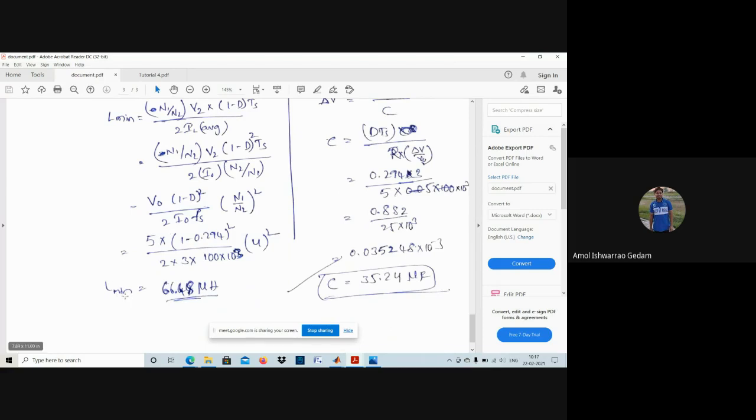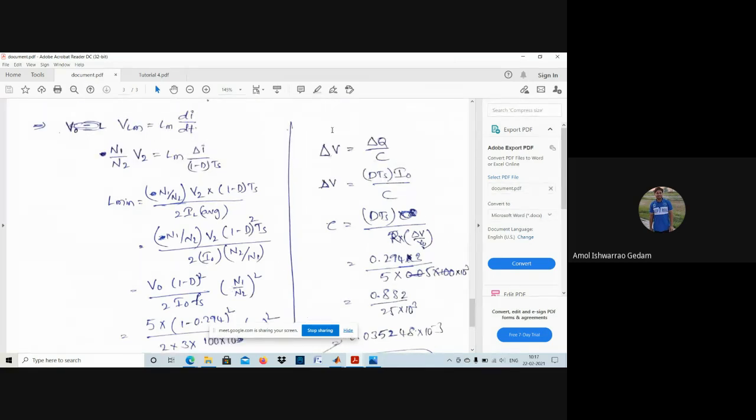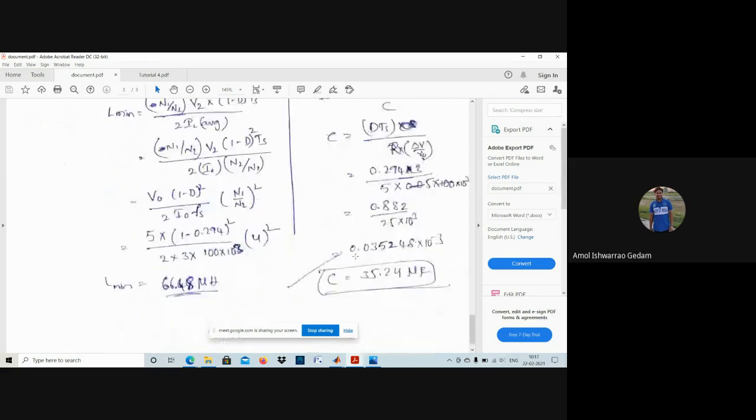So this value will come, L minimum is equal to 66.48 microhenry. Similarly, we can calculate the capacitor. For the capacitor, we have only one formula, IC is equal to C dV by dt. So IC into dt will be the charge, this will be C and this is the delta V. If you see the triangle, the charge will be dTs into I naught divided by C. From that we can calculate the C. These answers you have, you can see these formulas.